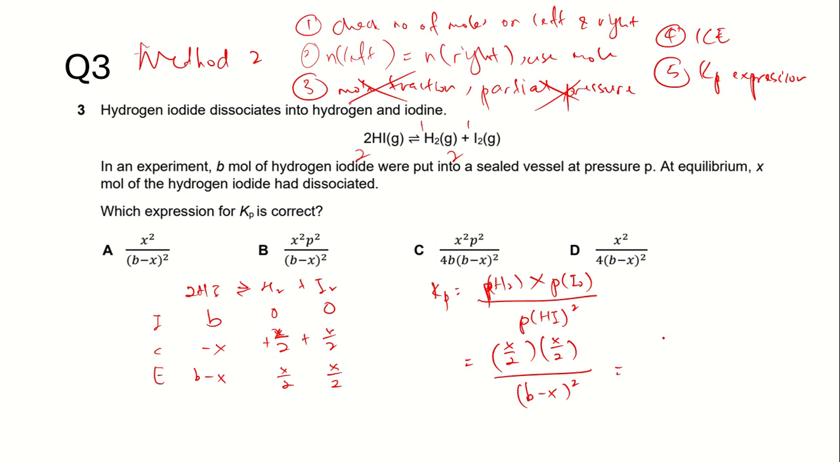So let's simplify this, expand and then simplify. X over 2 times X over 2 gives X squared over 4, divided by B minus X squared. So the final answer for Kp is X squared divided by 4, B minus X squared. So we still get D as the answer, right? Method 2 is much shorter. What you need to do is check the number of moles on the left and right. If they are the same, use method 2. Unfortunately, if they are not the same, you have to go back to method 1.